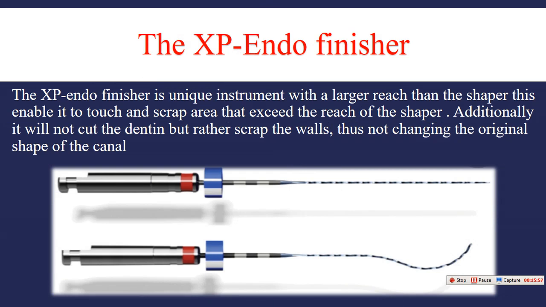XP Endo Finisher. Then I will talk about the XP Endo Finisher. Finisher, from its name, is for finishing, for cleaning of the root canal system. After making the shape with the shaper, then for finishing you use the finisher, also single use. XP Endo Finisher is an instrument with a larger reach than the shaper, exceeding the reach of the shaper. It will not cut the dentine wall, only gentle scraping without shaping, without changing the shape of the root canal system.